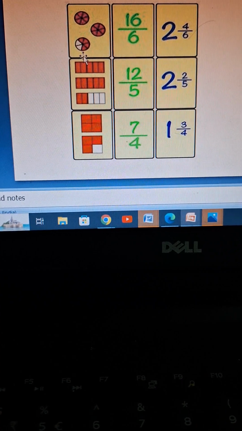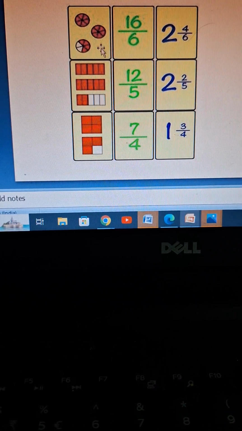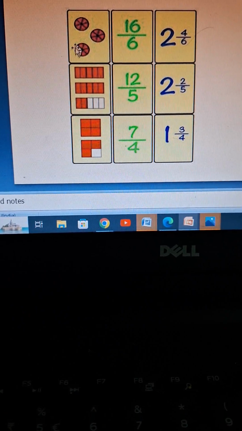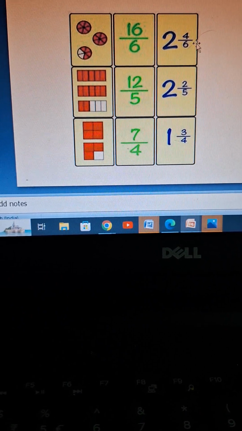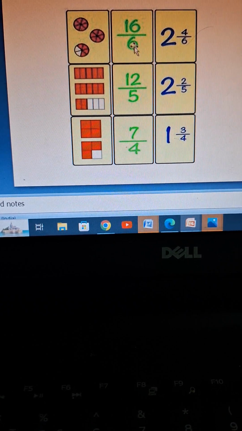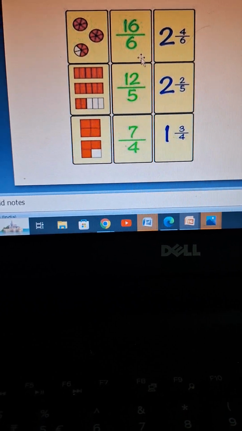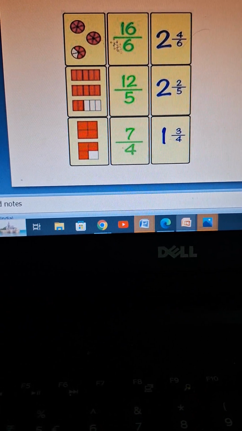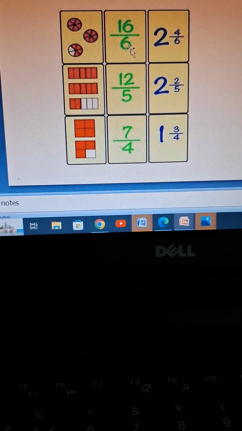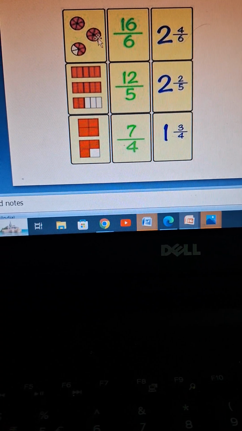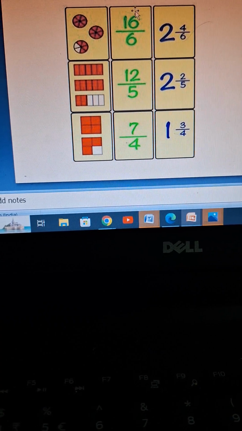Then what about the third circle? In the third circle, out of the 6 parts, we have colored 4 parts. So 16 by 6 means each circle is divided into 6 parts. How many are shaded? 6 plus 6, 12. 12 plus 4, 16. 16 by 6.